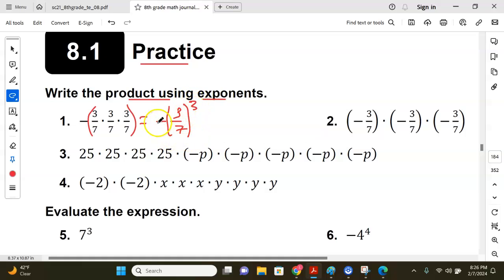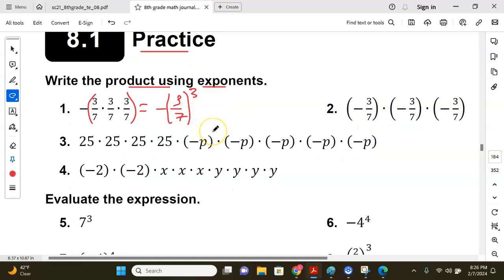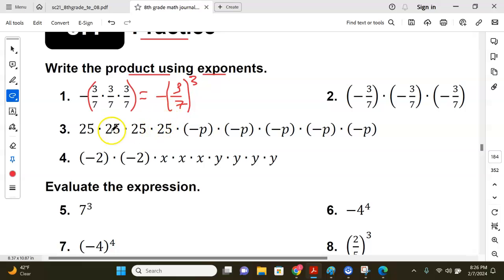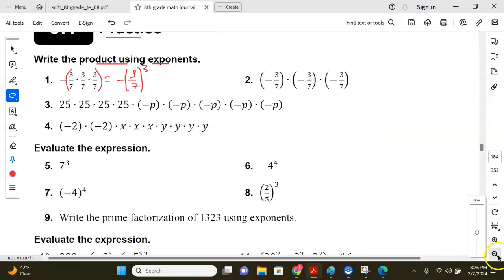Okay, the negative goes outside. 3 over 7 to the third power. Okay, all right, that's number 1. And then for number 3, let me zoom out a little bit.